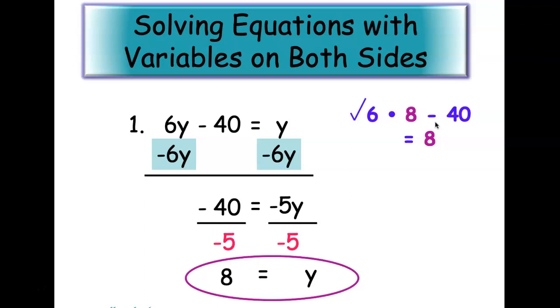Okay, so let's go to the second example. Second example is 9z equals 5z minus 16. Again, our goal is to have this constant by itself.